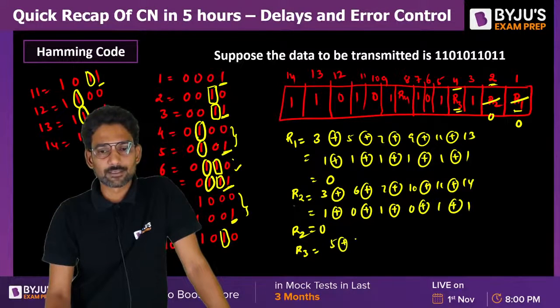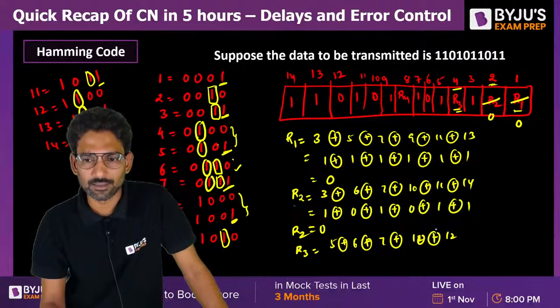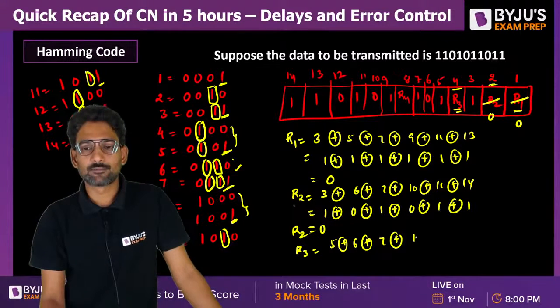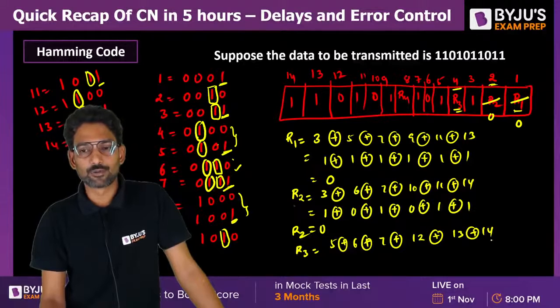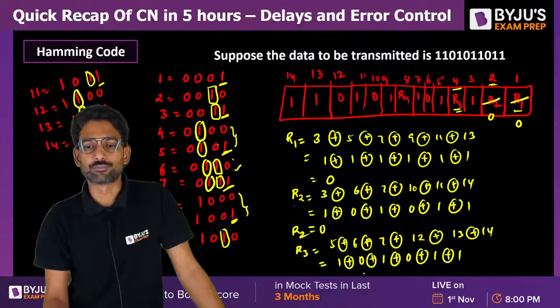So 5, 6, 7, 12. 10 is not there. 12, 13, 14. So 5 is what? 1. XOR. 6 is what? 0. 7 is what? 1. 12 is what? 0. 13, 1. 14, 1. So count the number of ones. Again even. So 0.